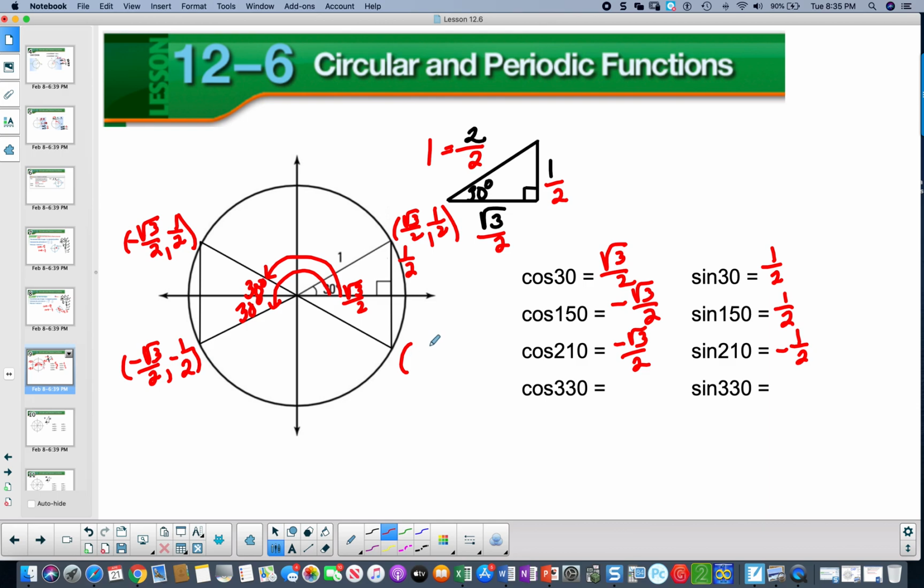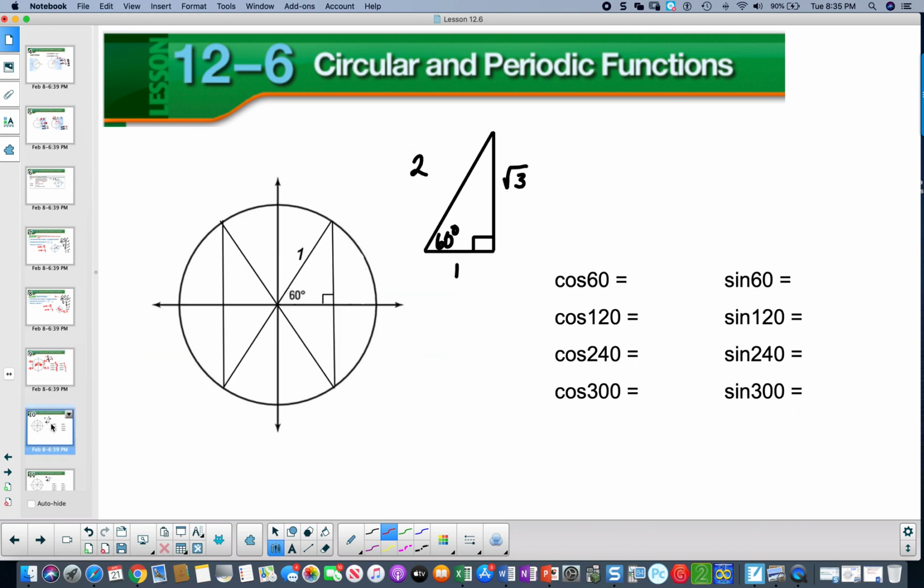Okay, over here, this is going to be 330 degrees. Again, the reference angle is 30, and our x is going to be the long leg, and our y will be negative 1/2 because we're in the fourth quadrant, and again, we're able to find these values.